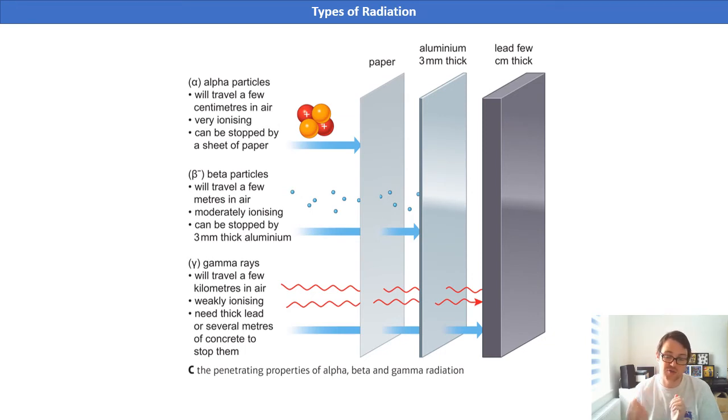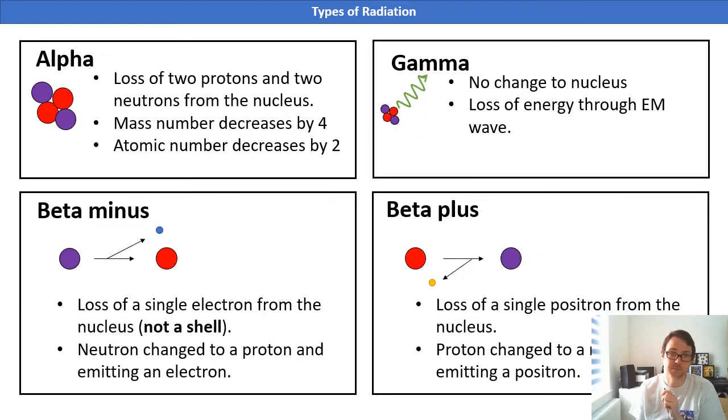And if the count has dropped, then you've detected gamma rays. If you do the same with aluminium, and the count has dropped with nothing, and then it's dropped when you put it behind aluminium, then the drop there proves that you have beta particles.